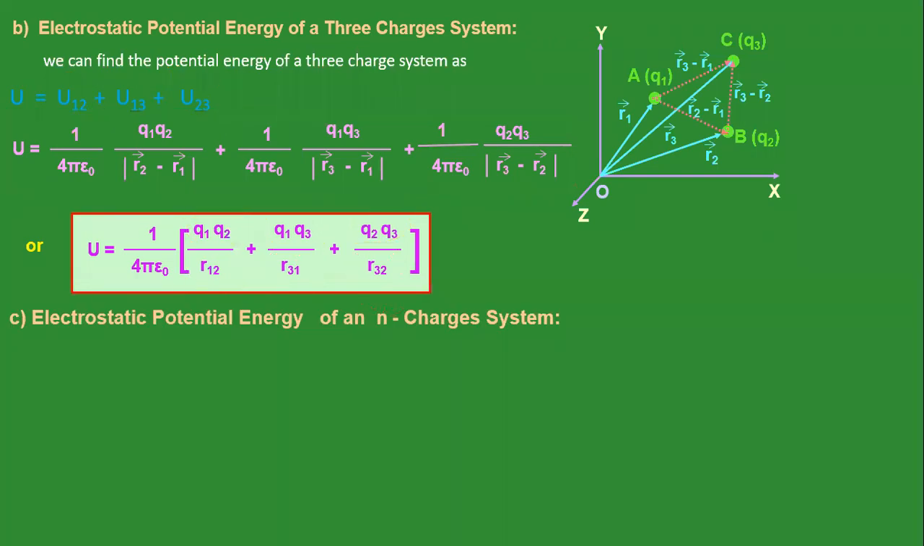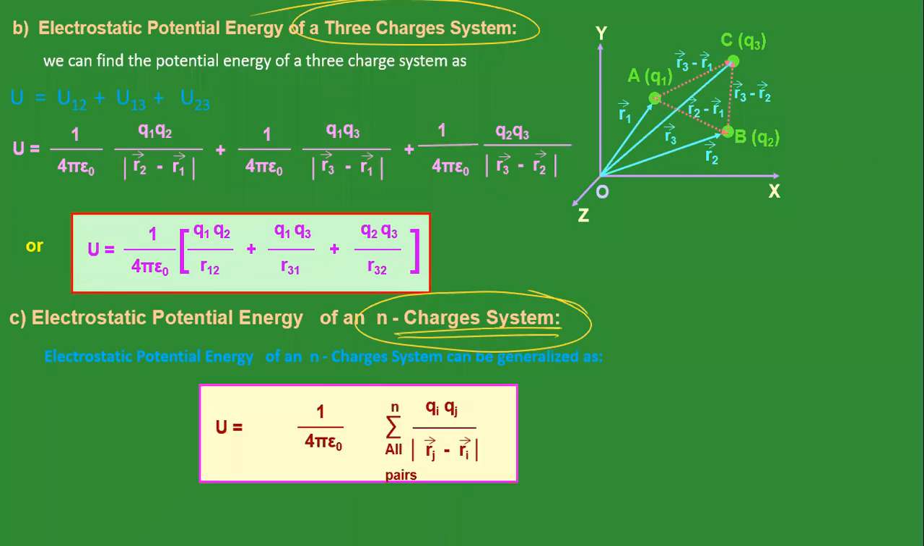Now, after that, n charges. We are considering a system of n charges. We considered 2 charges, then 3 charges, now an n charges system. This is the formula. Or we can write it like this, you can see here this formula.